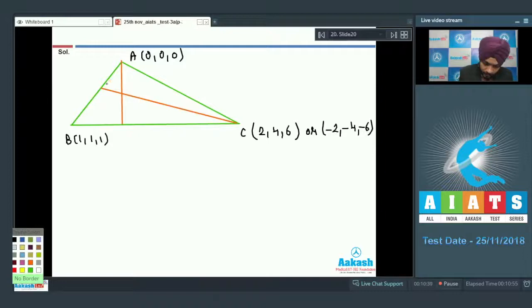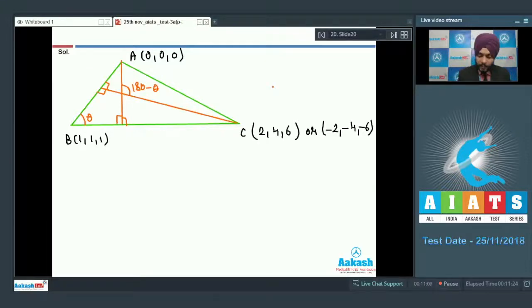Now this is right angle, this is right angle. Let this be angle theta. So this is also a right angle, this is also a right angle. This angle is 180 minus theta. Vertically opposite angle, this angle is 180 minus theta. The angle between AB and BC is known to us. cos of theta will be BA dot BC upon magnitude of BA, magnitude of BC.